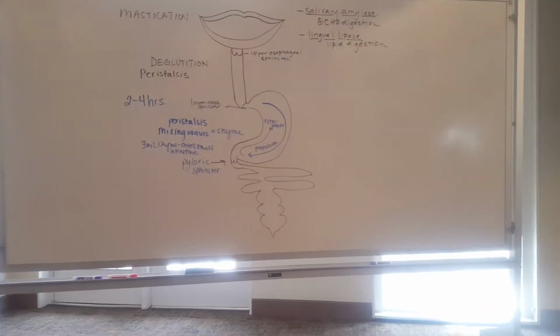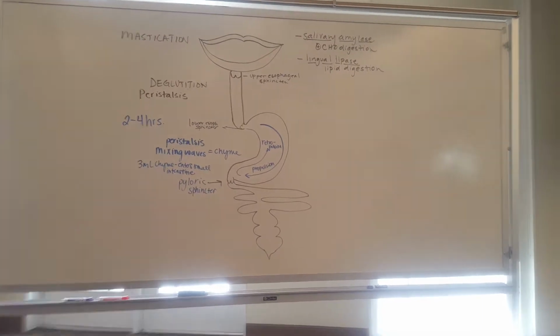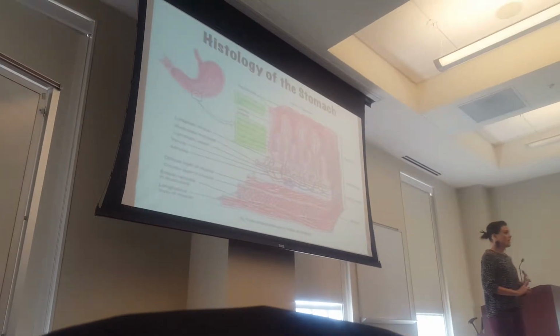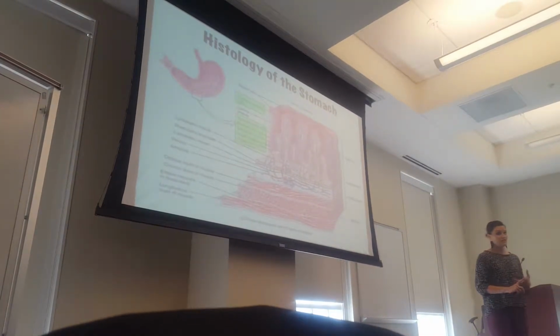Okay. So now we're going to talk a little bit about the histology of the stomach. And we'll actually look at where the hydrogen ions and the chloride are secreted, and how the stomach protects itself.